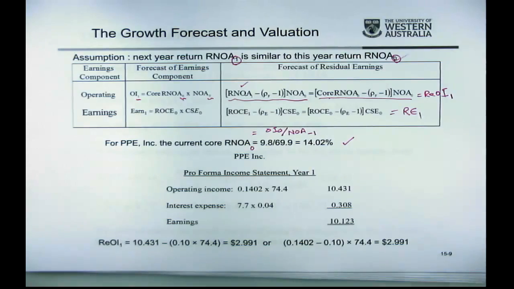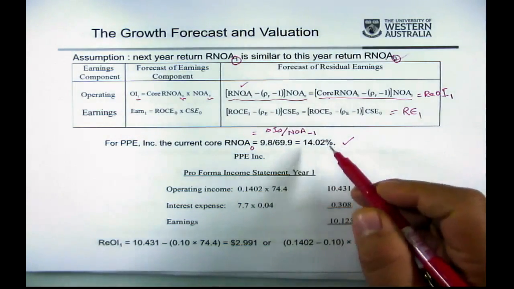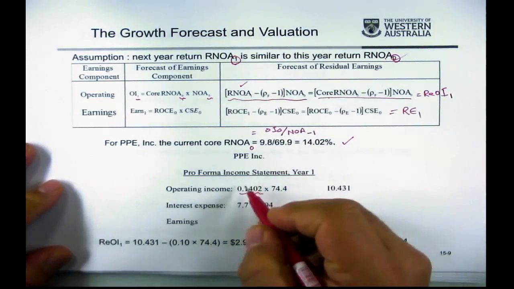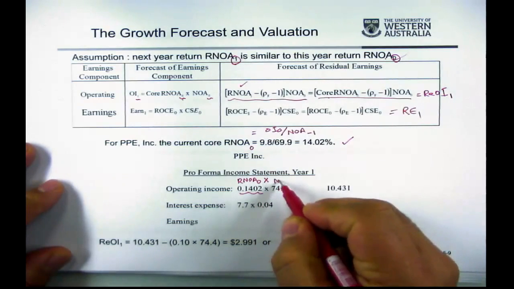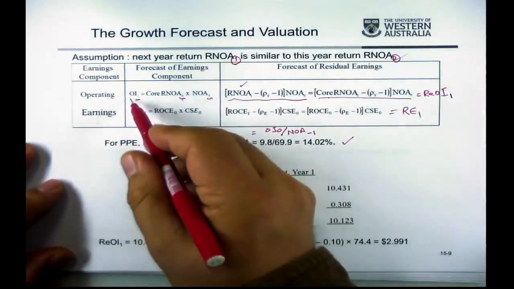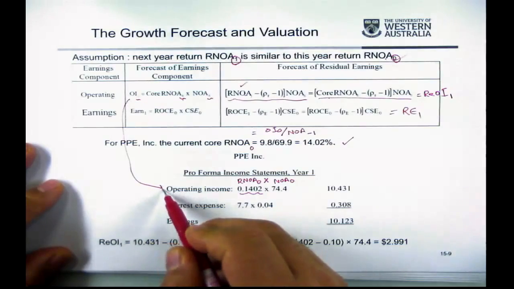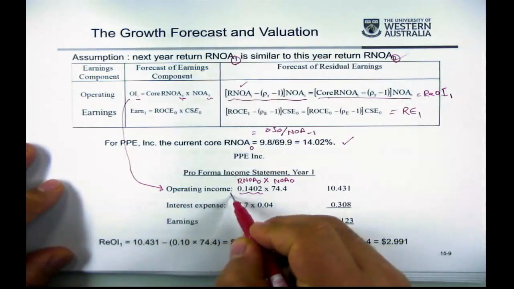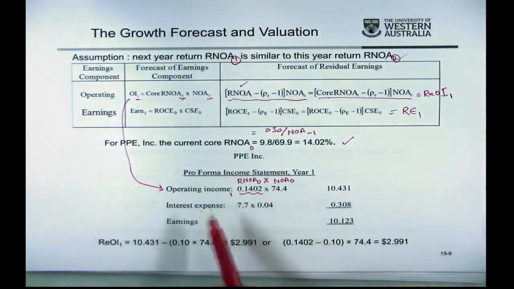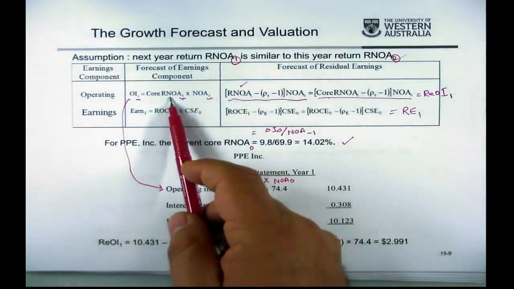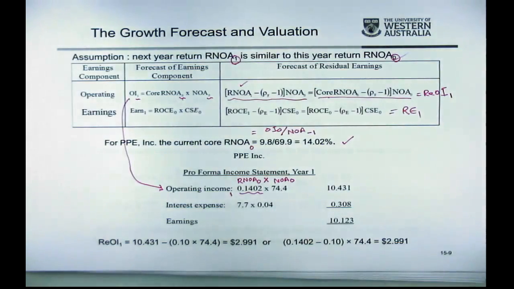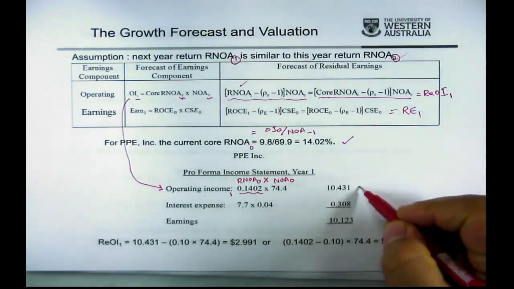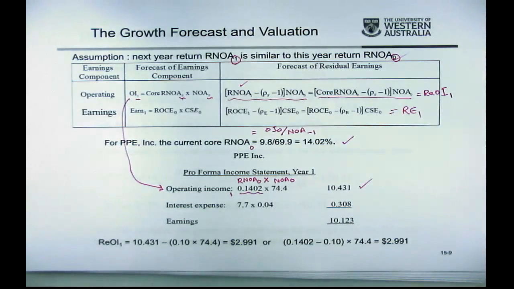If this is the case, we multiply the current return on net operating assets by the net operating assets at time zero. So we apply this formula, and we are calculating operating income in year one. Operating income in year one is equal to the current return on net operating assets times the current net operating assets. And this gives us the forecasted or the expected operating income. Make sense? Okay?